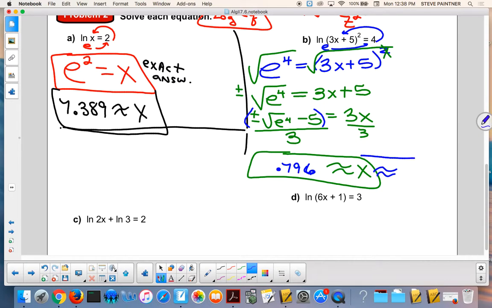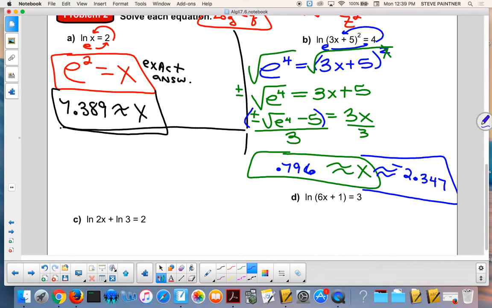Negative square root of e to the 4th minus 5, divide by 3, and negative 2.347. Negative 2 point what? 347. Okay. Do you agree or no? I got negative 4. Oh, that's way different. Which one? Negative 4. Can I jump in?